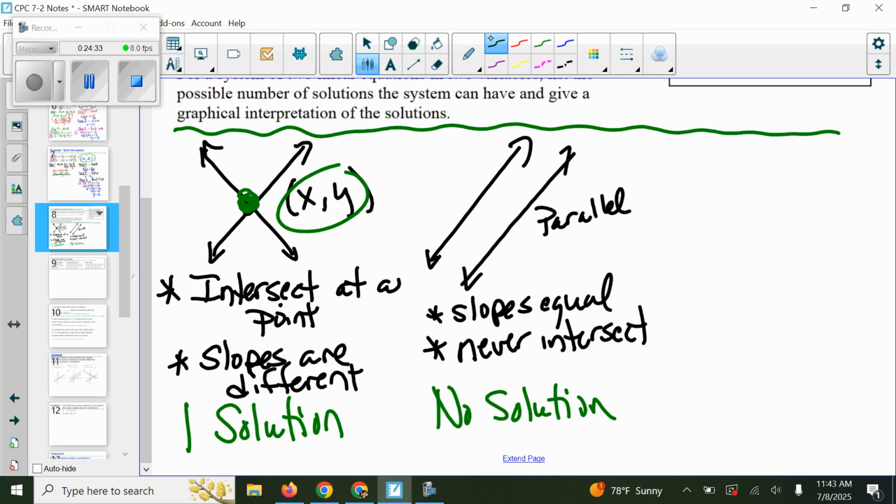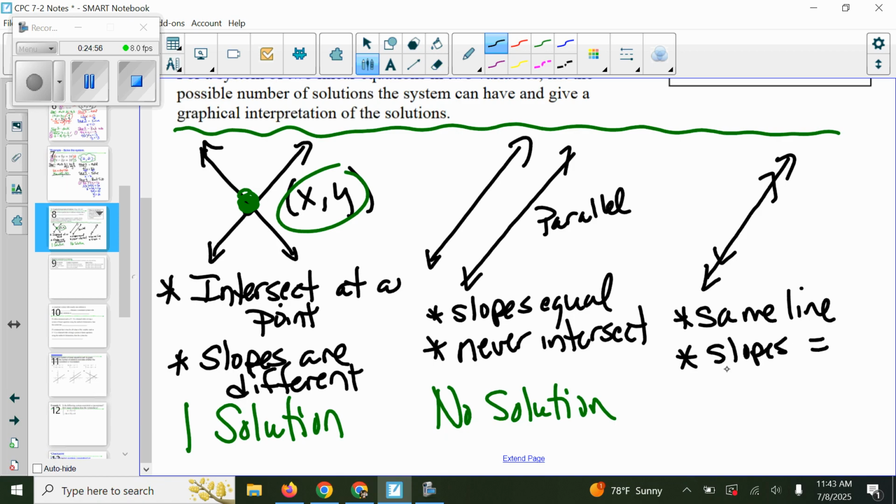Is there a third option? And actually there is. Maybe some of you thought of this. What if your slopes are exactly the same and your y-intercepts are exactly the same? In other words, they are exactly the same line. So both equations are identical. They have the same slope and the same y-intercept. So the slopes are equal and the y-intercepts are equal. What if both of those are the same? Well, then they have every point in common, every single thing.